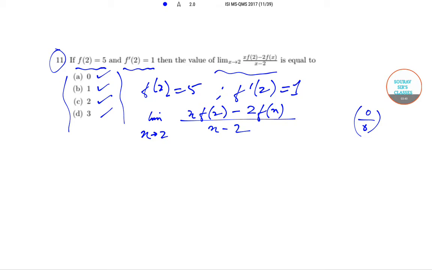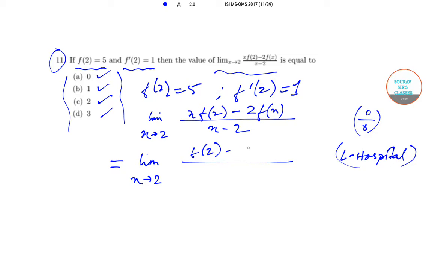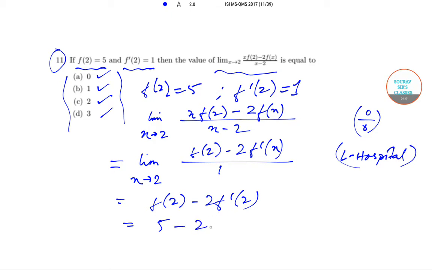So what we'll do over here, we'll differentiate both the numerator and the denominator by the L'Hospital method. So upon differentiating both the numerator and denominator separately, we get limit x tends to 2, the numerator will be f of 2 minus 2 of f dash x upon 1. So this comes down to f of 2 minus 2 f dash 2. Now f of 2 we already know, f of 2 is equal to 5 and f dash 2 is equal to 1. So 5 minus 2, this is equal to 3, which is option D.